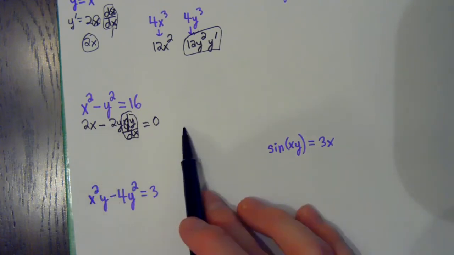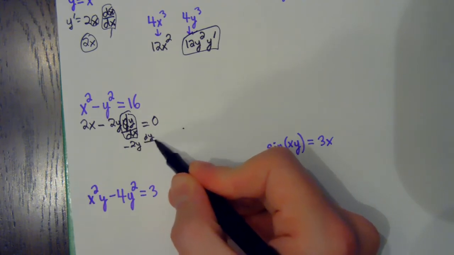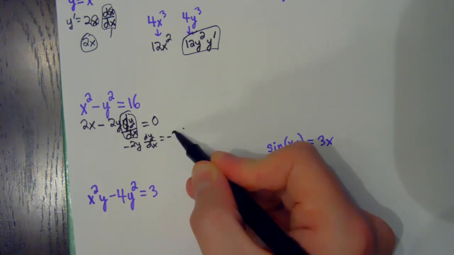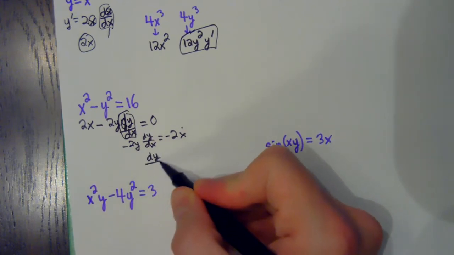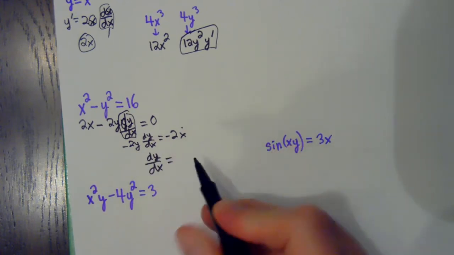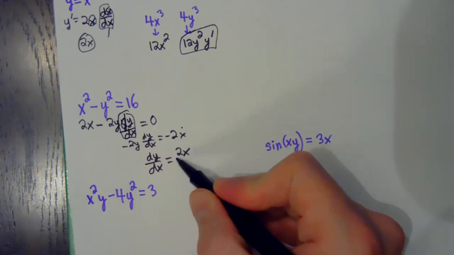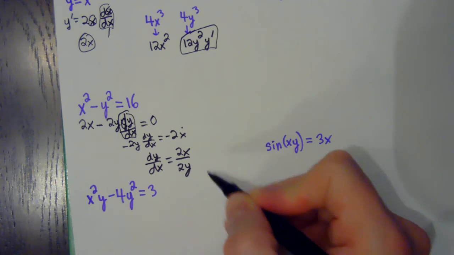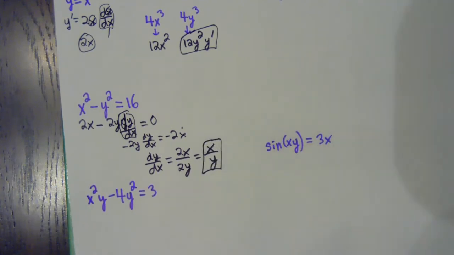So I'm going to move the 2x over. And then we're going to divide both sides by that negative 2y. So we're going to get the dy dx, which is our first derivative. Negative over negative is going to be a positive. And then you're going to get this 2x over 2y. And then that can reduce to x over y. So there's your first derivative.